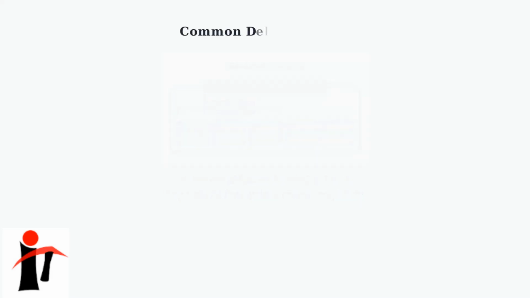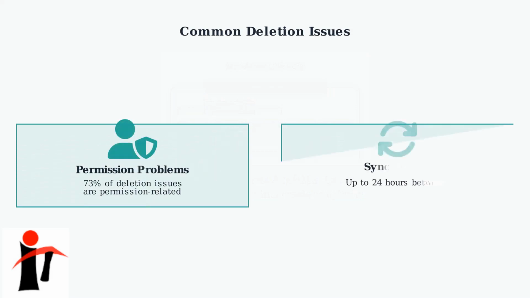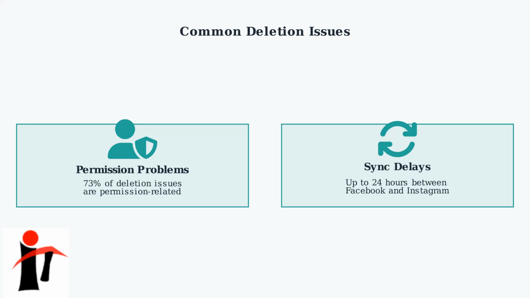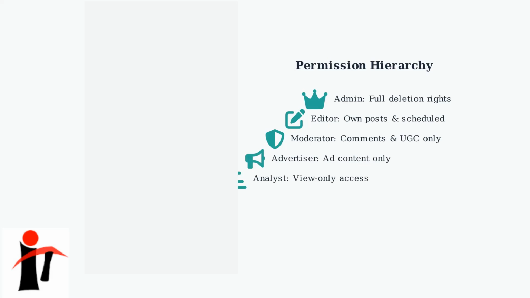The most common deletion issues stem from two primary sources: permission problems and synchronization delays between Facebook and Instagram platforms. Understanding the permission hierarchy is crucial for troubleshooting. Meta Business Suite uses 5 distinct role levels, each with specific deletion capabilities.